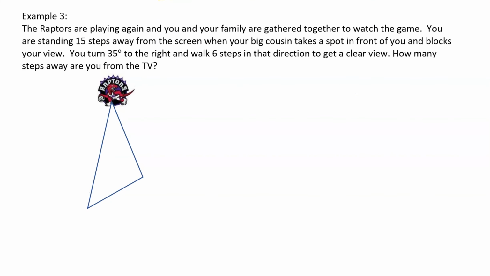All right, the Raptors are playing a game, and you and your family are gathered together to watch the game. You are standing 15 steps away from the screen when your big cousin takes a spot in front of you and blocks your view. You turn 35 degrees to the right and walk 6 steps in that direction to get a clear view. How many steps away are you from the TV?